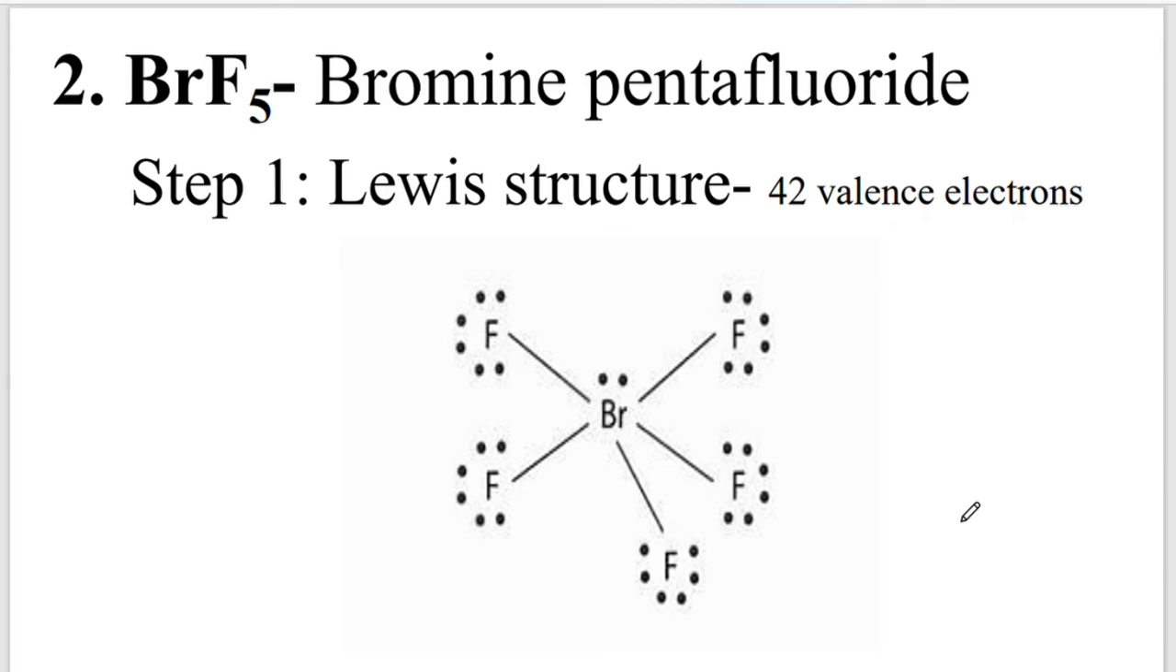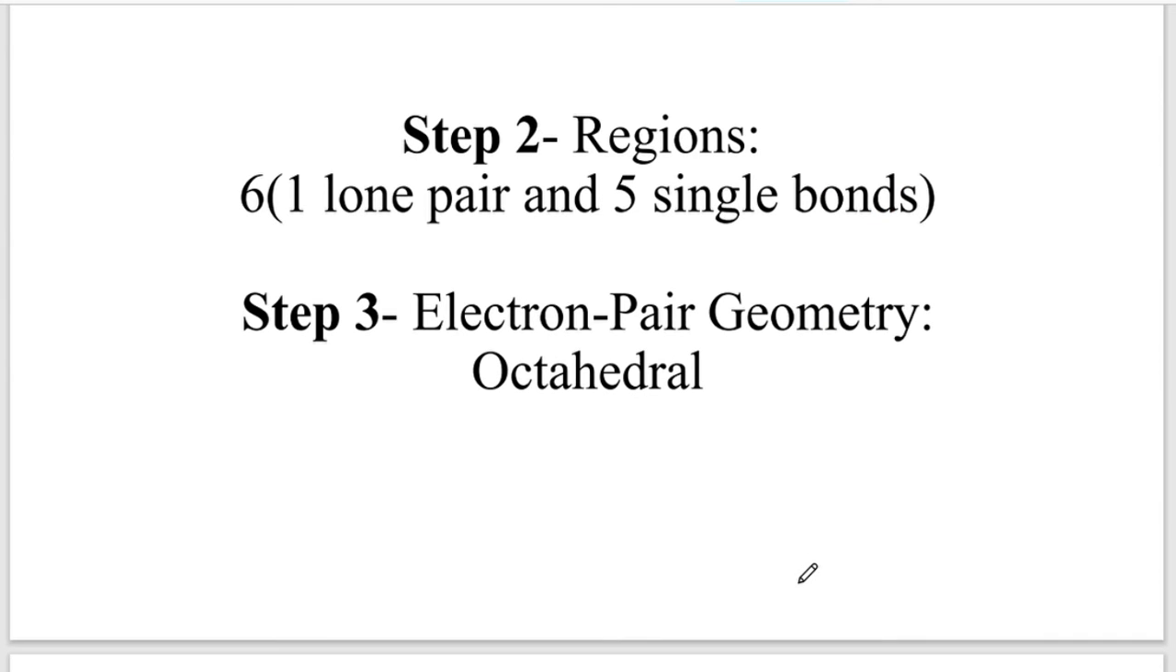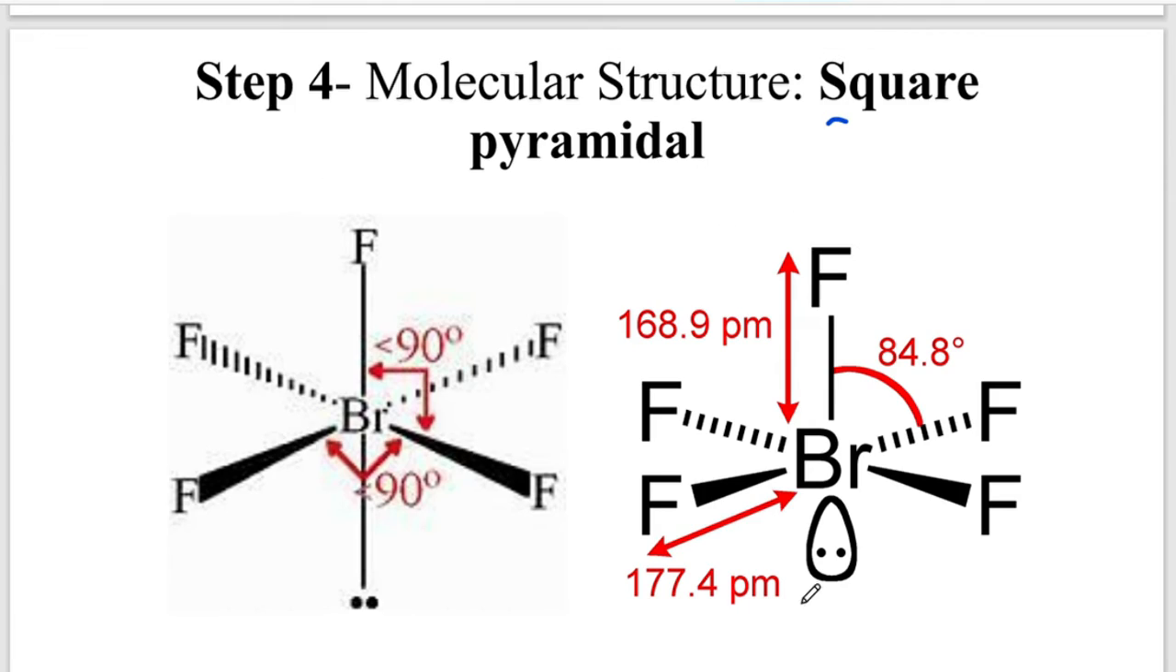For our second compound, we have bromine pentafluoride. It has 42 valence electrons, and this is its Lewis structure. So we can see that it has 1 lone pair and 5 single bonds. So our regions would be equal to 6. The electron pair geometry, octahedral. Step 4, it has the molecular structure square pyramidal.